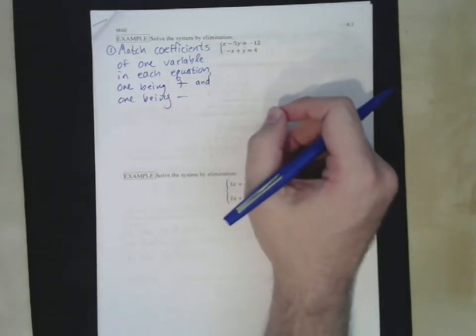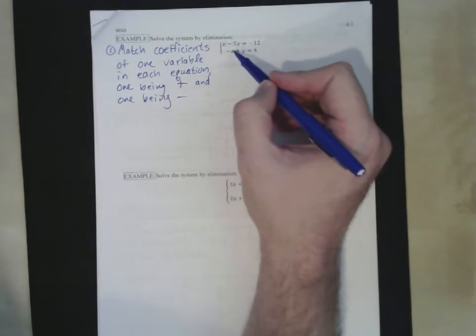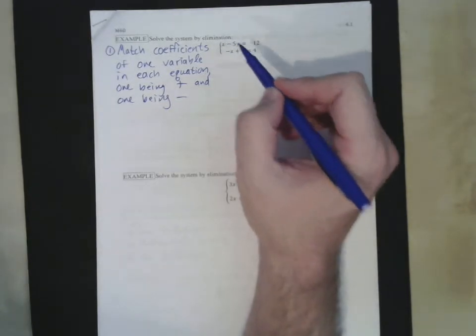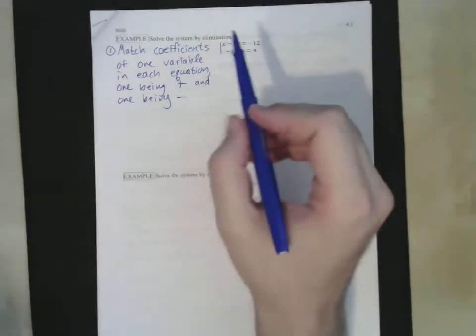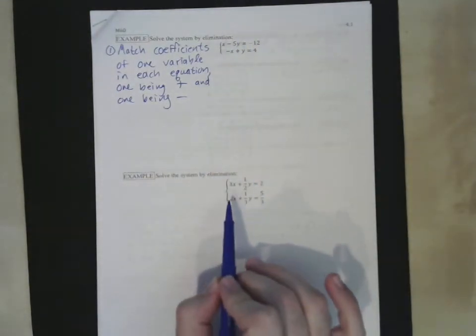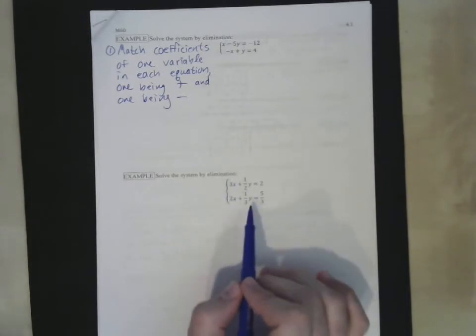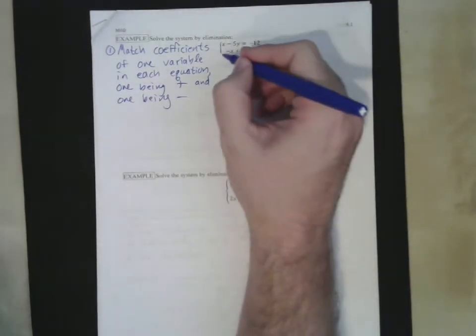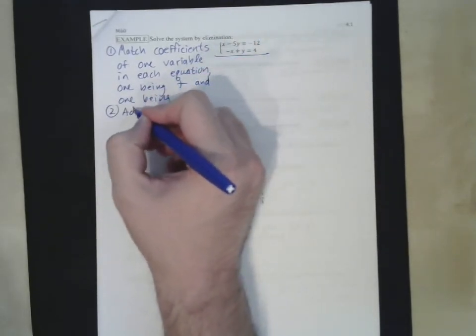So what that means for us is we're looking at the coefficients, and in this case we have a negative x and a positive x, so we don't need to do any manipulation to these coefficients. But as we'll see in the next example, here none of our 4 coefficients match and none of them are opposite signs. So what we do is, once this is done, we add the equations.